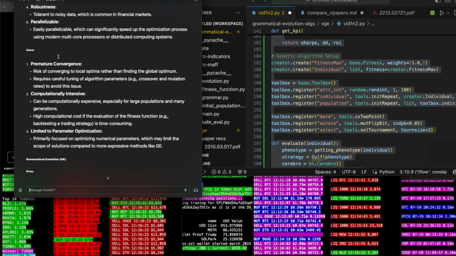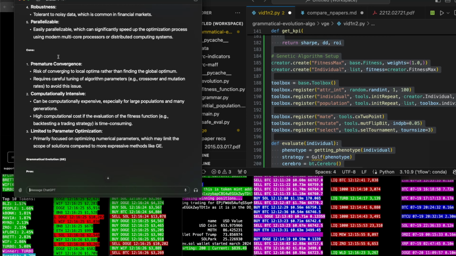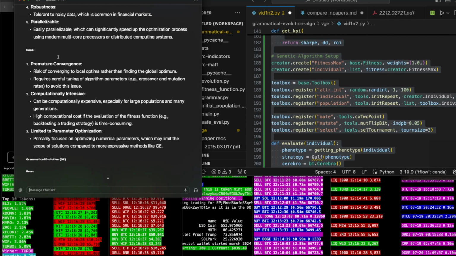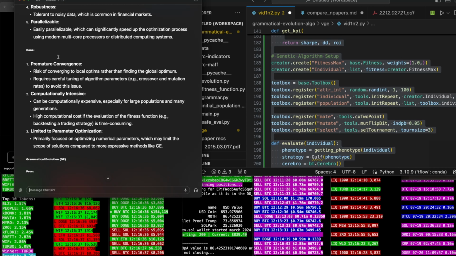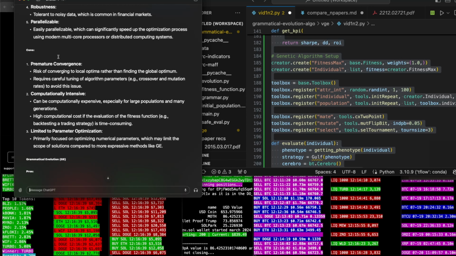Cons. Premature convergence. Risk of converging to local optima rather than finding the global optimum. Requires careful tuning of algorithm parameters such as crossover and mutation rates to avoid the issue.